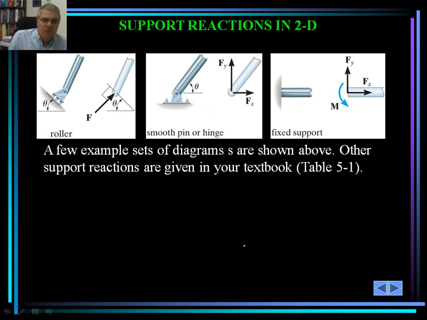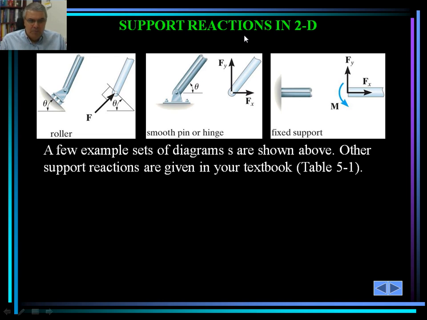So let's move on and take a look at the support reactions in 2D. There are different kinds of support that we are dealing with in statics. We identify them as a roller, we identify them as a pin or hinge, and we identify them as fixed support. So those are three main classifications of the support reactions in two-dimensional. In three-dimensional, we also have the same thing, except the reactions would be different. It would be in three-dimensional instead of two-dimensional.